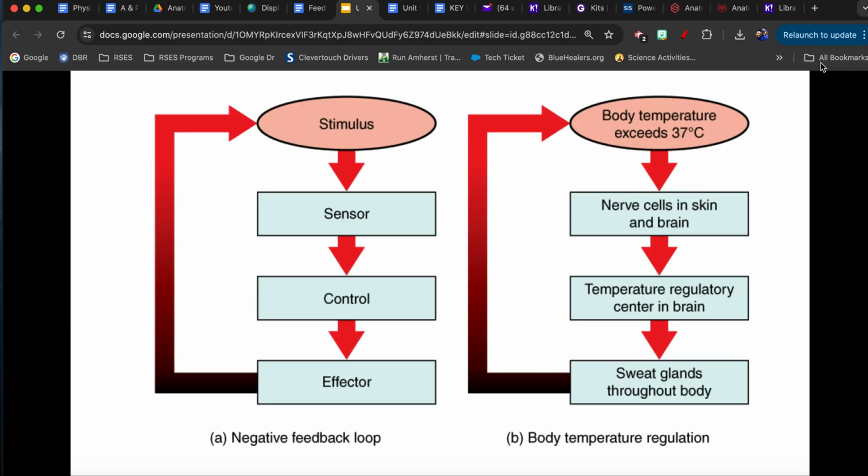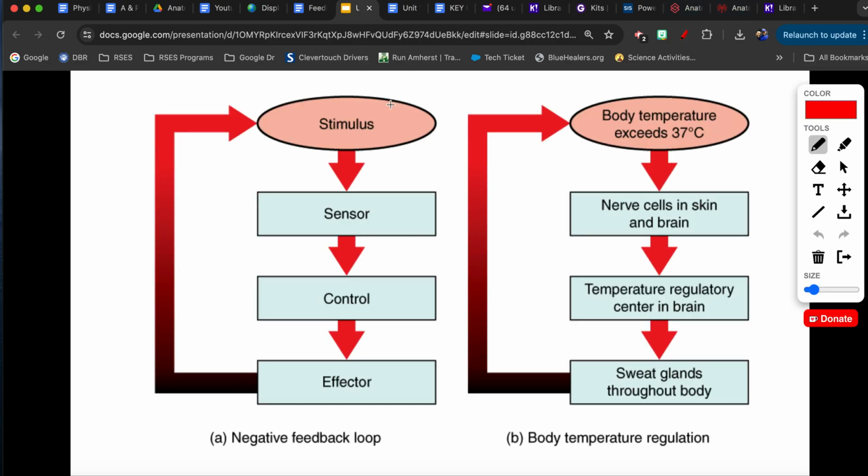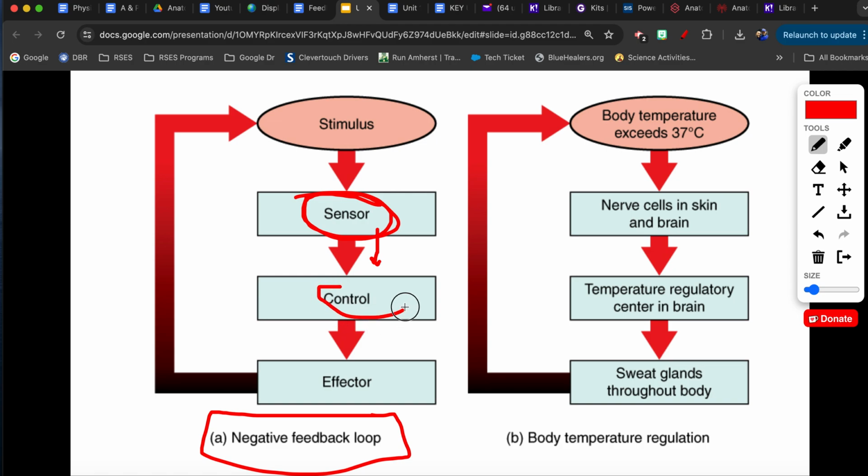All right, so let's walk through this as an example with body temperature. Any generic negative feedback loop kind of operates the same way. There's a stimulus, something that your body recognizes with its sensor or receptors. Then it sends that information to the brain, the control center, which then sends a signal to your effectors, either muscles or glands, to change and react to that stimulus to get things back to our set point, that nice range.